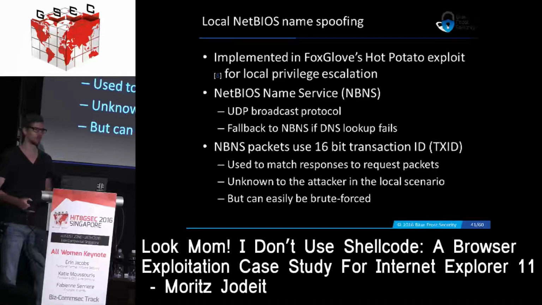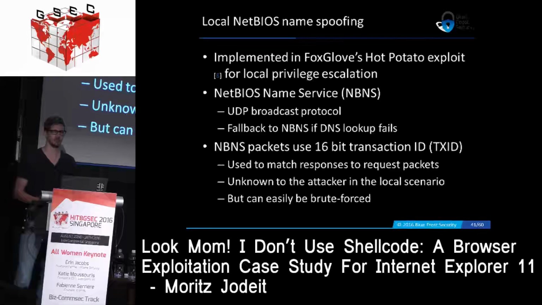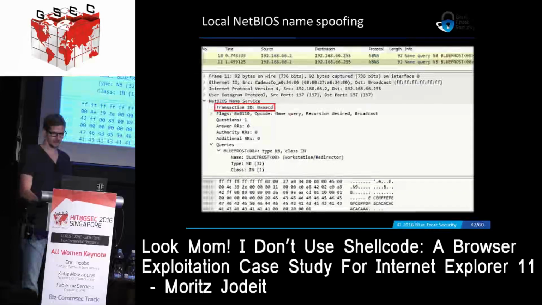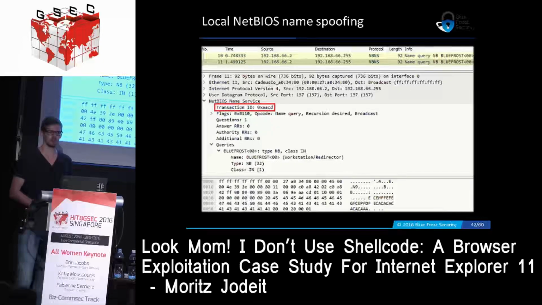But in order to send a valid response, you have to send the right transaction ID, obviously. But what you can do is brute force it, right? So you trigger one of these NBNS request packets, and then you flood the localhost with response packets with all different kinds of transaction IDs until you hit the right one. This is what one of these NBNS packets looks like.